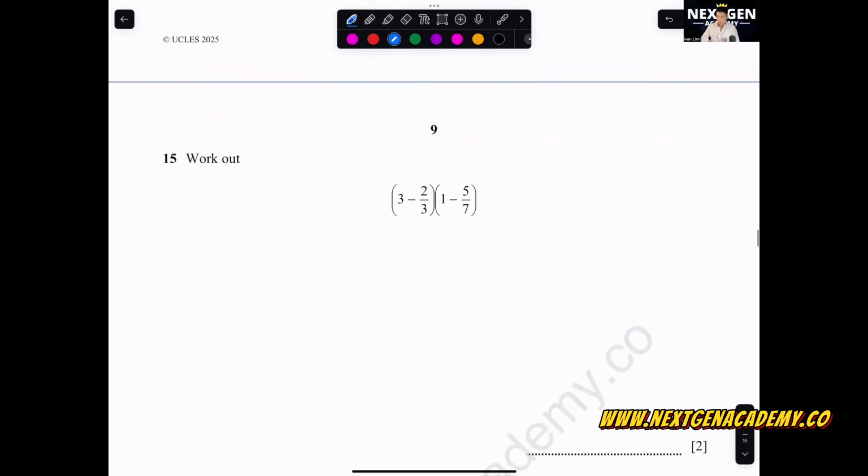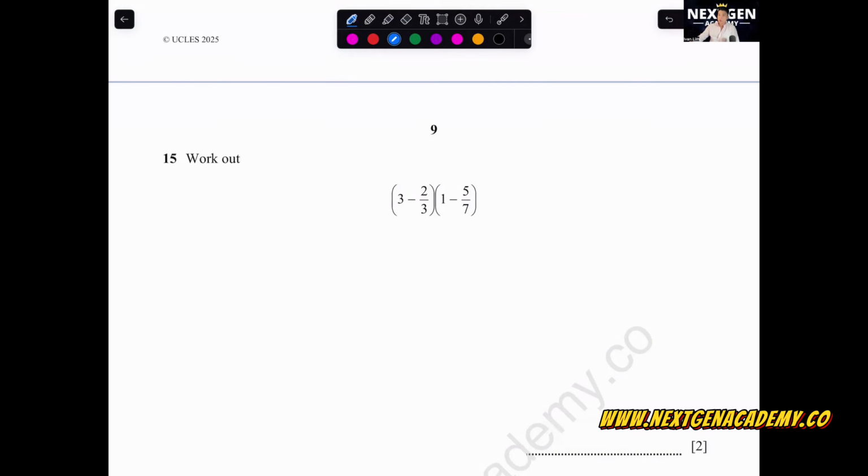Okay, next one. Can you work this out without a calculator? Fractions. Everyone try. Tell me what's your answer. 3 minus 2 over 3, 1 minus 5 over 7. Give me your most simplified form. Okay, see Hayden's answer? Anyone got a different answer? 2 over 21. Okay, let's see.